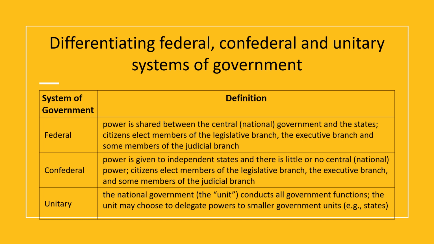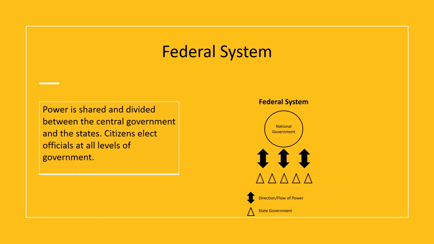And so this concept of a unitary government does not mean that the national government holds all the power. It means that the national government can hold all the power, but at the same time, that national government can give some of its power to the state or the local governments. So we see meaningful differences and similarities across a federal, confederal, and unitary form of government. We will now look at each of the three systems that we've just introduced.